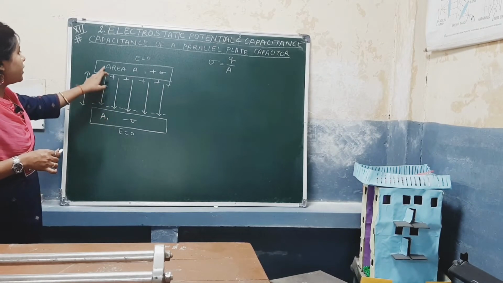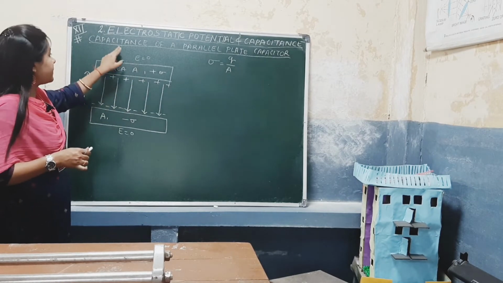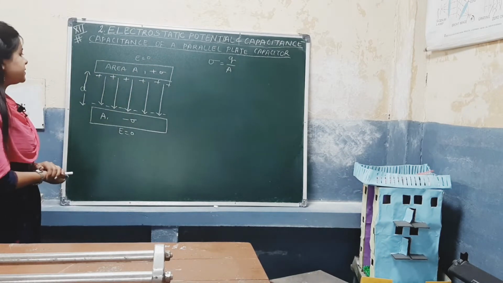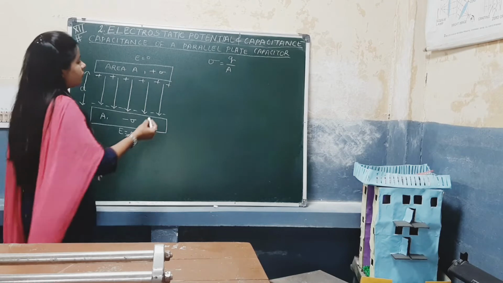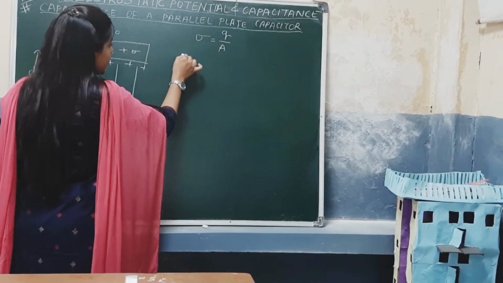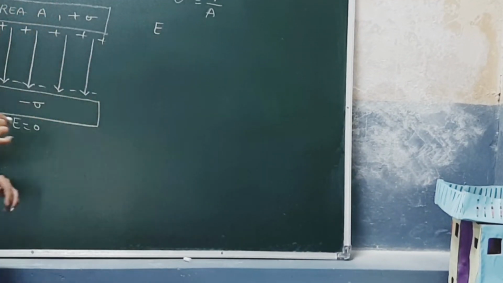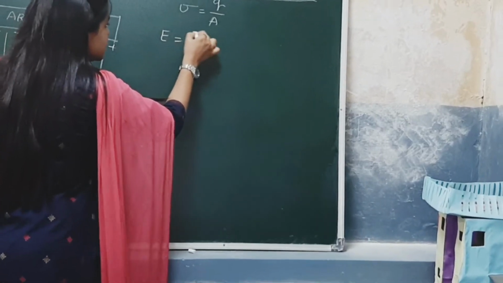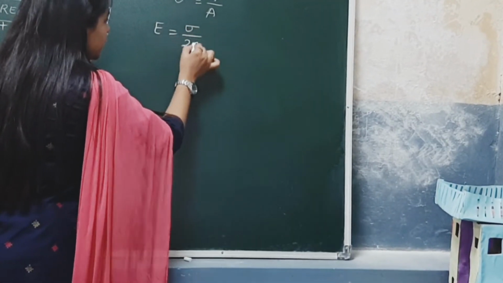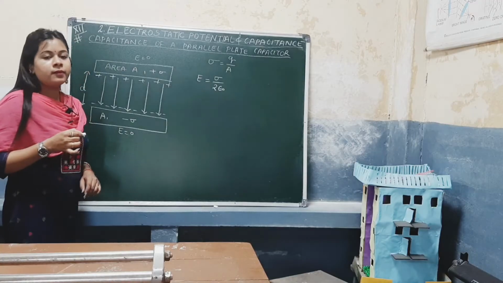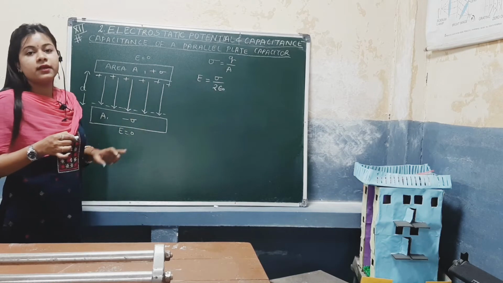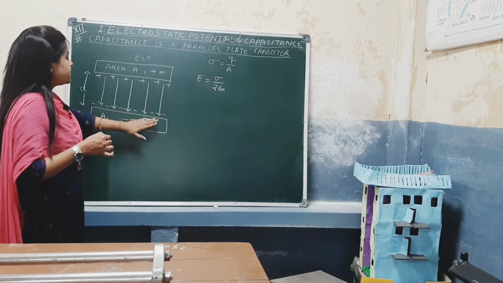Now we have to calculate and derive the capacitance of this parallel plate capacitor. So we will utilize these things. From our Gauss theorem, we know, and we have derived, that the electric field on a positively charged or a charged plate is equal to sigma upon 2 epsilon naught. And here there are two plates. So what will be the net electric field on these two plates?